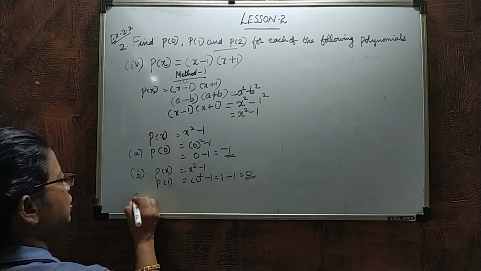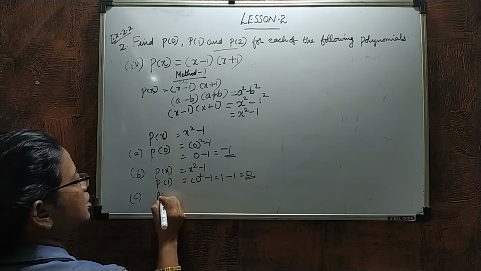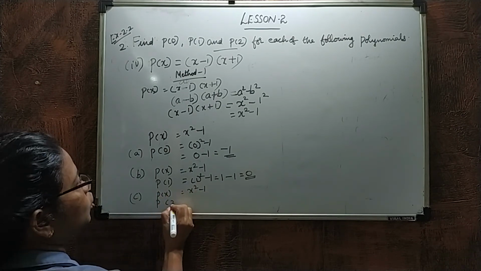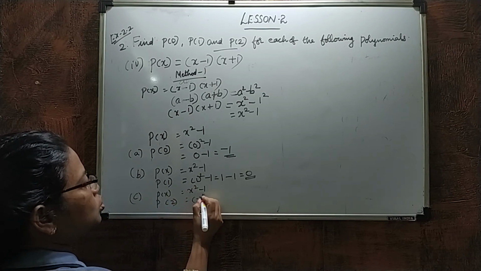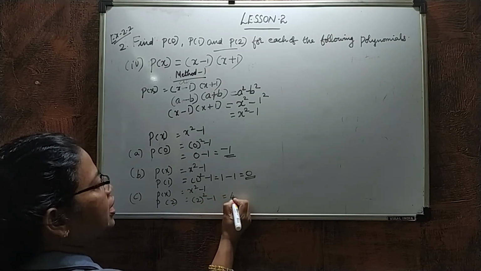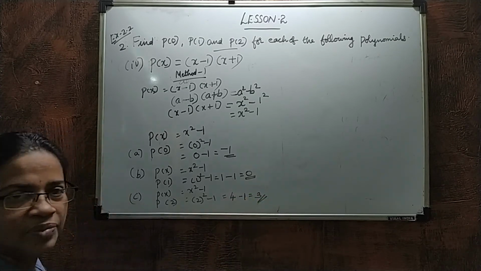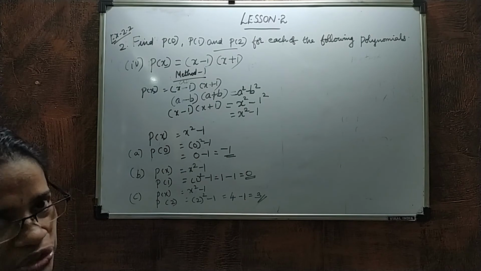Okay. Then third one, C. P of x is equal to x square minus 1. So, P of 2 equals, just substitute, 2 square minus 1. You will get 4 minus 1. You will get the answer 3. So, these are the three answers you will get.